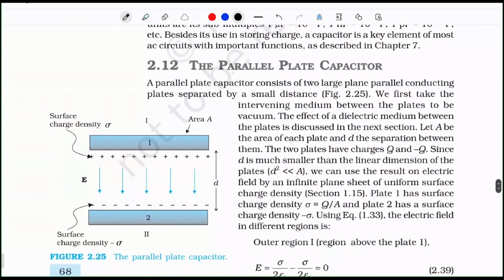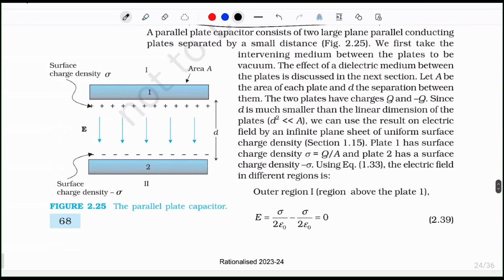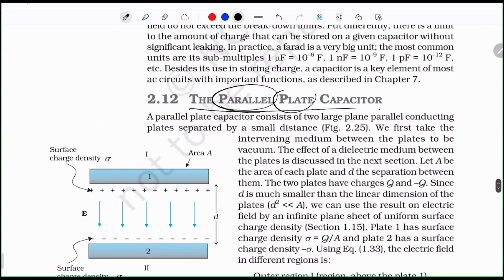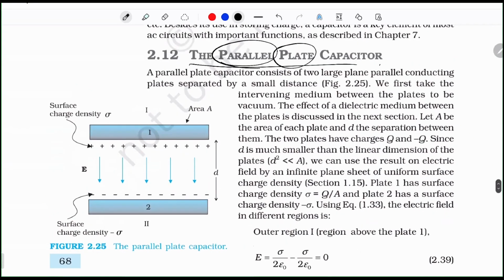the parallel plate capacitor, which is the most important. It's the simplest form of a capacitor, really. So we're going to be looking at it with some detail. So there you have a parallel plate capacitor. What does that mean? Parallel plate. So there are two plates which are parallel.